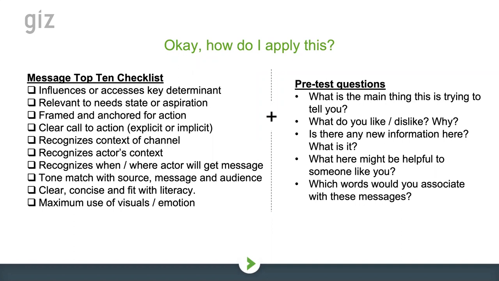You've got to recognize the actor's context. In other words, what is their world like? When and where the actor will get the message, we talked about that. The tone must match the source, message, and audience. The tone says something about the source, who you are. The tone says something about the message, how valid it is. And the tone says something about who's supposed to listen. Just getting the tone wrong, you can eliminate your audience.